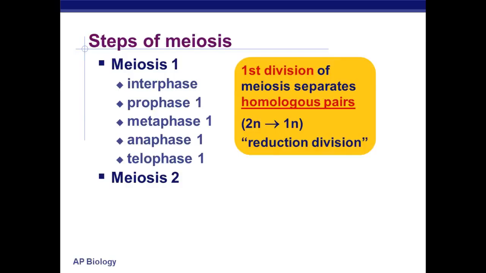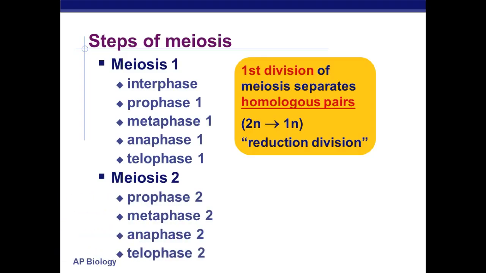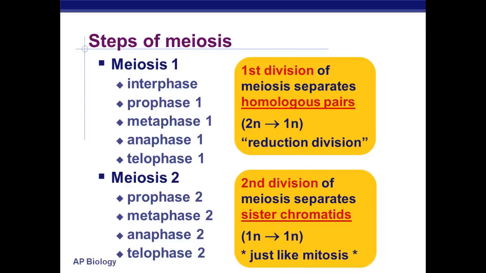So to kind of do a quick overview of all the steps in meiosis, we start with interphase, where we copy our DNA, where we make those double-stranded chromosomes. We then divide up our homologous pairs. We do our reduction division, going from prophase 1 through telophase 1. Meiosis 2, our second division, separates the sister chromatids. This time we're going from haploid to haploid.